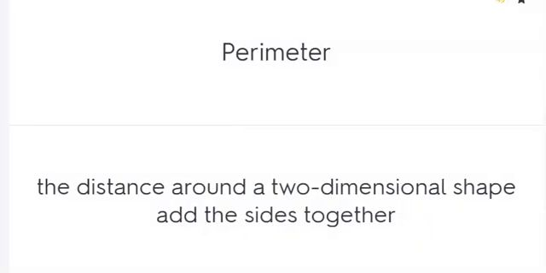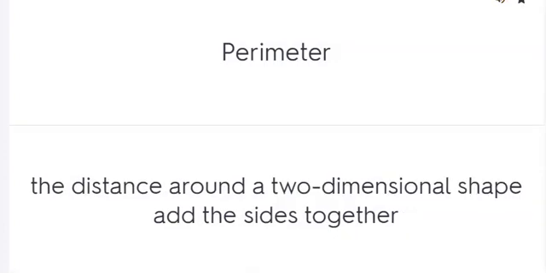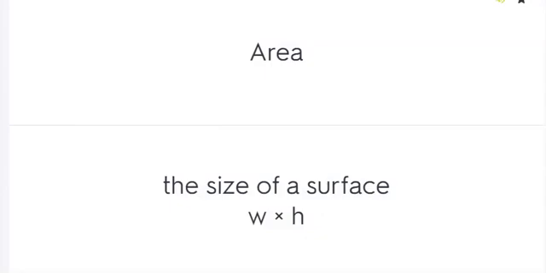Perimeter, the distance around the two-dimensional shape, adding the sides together. Area, the size of a surface, W x H.